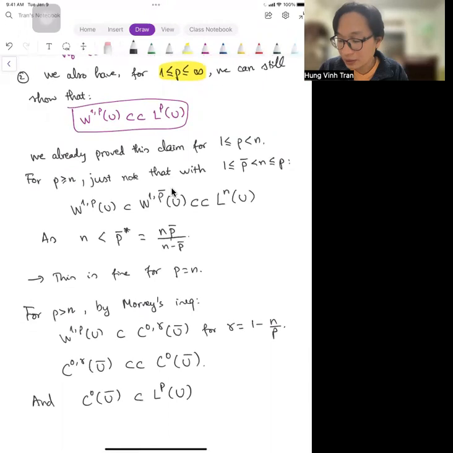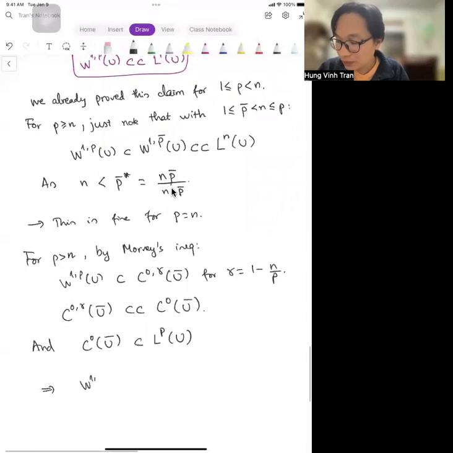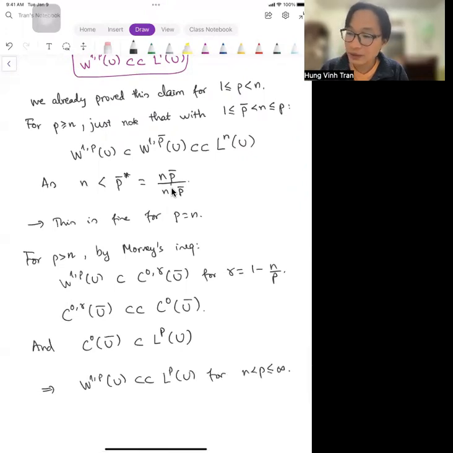Because we have compact support, this implies that W^{1,p}(U) is compactly embedded into L^p(U) for n less than p less than or equal to infinity, right? I've told you things in a somewhat complicated way, but it shows clearly that we can have various further embeddings, not just L^p, but other spaces. All right, so that's it for the compactness result.